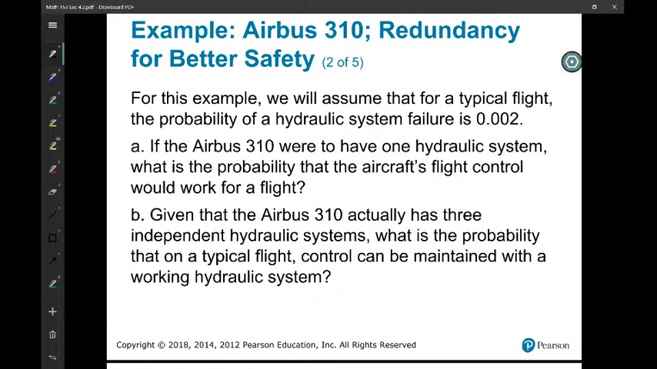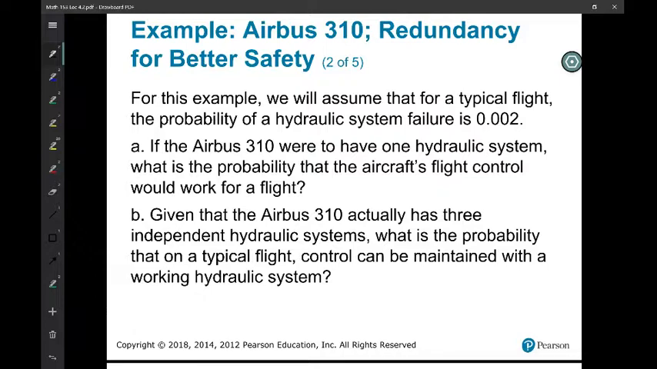For this example, we will assume for a typical flight, the probability of hydraulic system failure is 0.002. If the Airbus 310 were to have one hydraulic system, what is the probability that the aircraft's flight control would work for a flight? And given that the Airbus 310 actually has 3 independent hydraulic systems, what is the probability that on a typical flight, control can be maintained with a working hydraulic system?